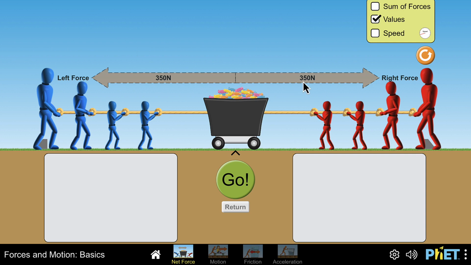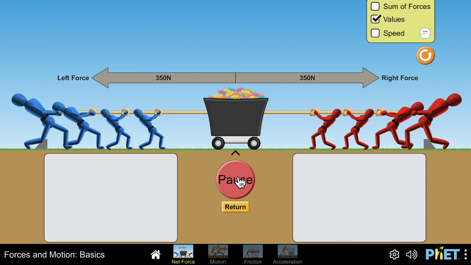Now we used to say if there is no force, there is no change in motion, or you can't get this trolley to move unless there is a force. So is there a force? Yes, indeed. There are 2 forces, 350 Newton to the left and 350 Newton to the right. But if I click go, oops, nothing is changing. It's still in the same place. There is no movement. Because when we used to say if there is no force, there is no change in motion, we actually meant if there is no net force.